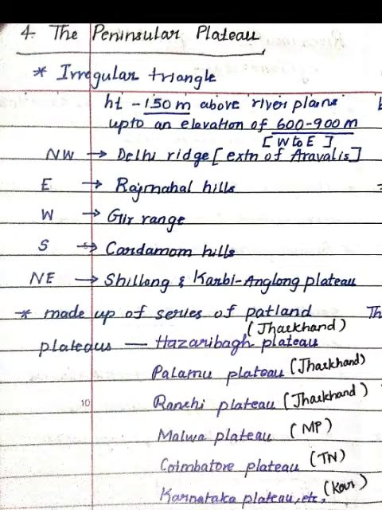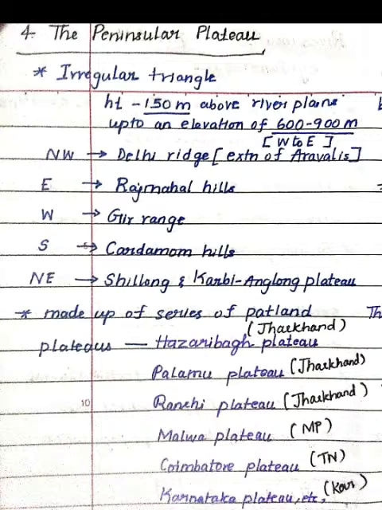Let us learn the borders of the Peninsular Plateau. In the northwest there is the Delhi Ridge. In the east you have the Rajmahal Hills. In the west you have the Gir Range, in the south you have the Cardamom Hills, and in the northeast you have the Shillong and Karbi Anglong Plateau.